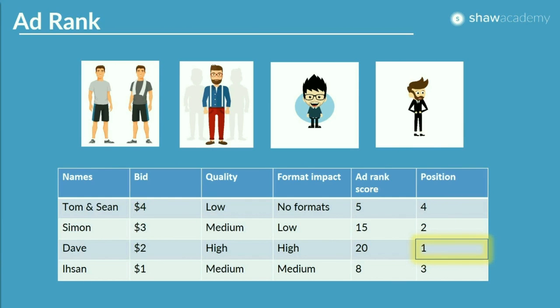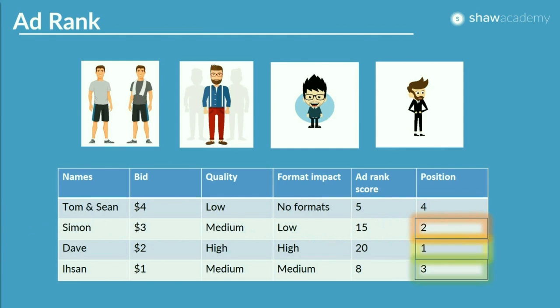Why do we think Dave got the highest? Dave paid $2. The quality of his ad is high. The format impact is high, so that's how much information he gave. His ad rank score, therefore, was 20, so he got top position on the search page. Let's have a look. Simon came second, even though he put more money into his bid, because his quality was medium and his impact was low, so he only got a score of 15. So he comes in second.